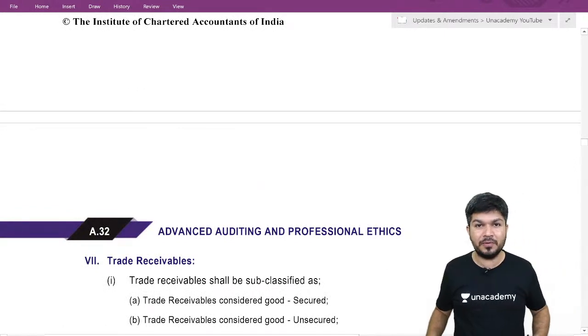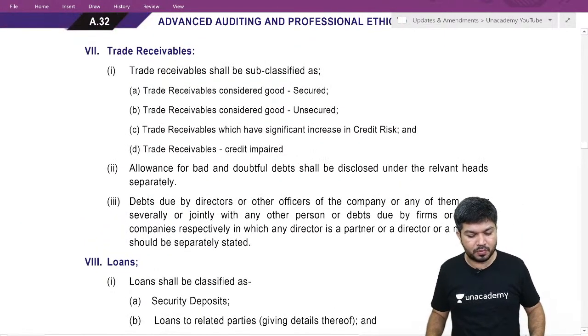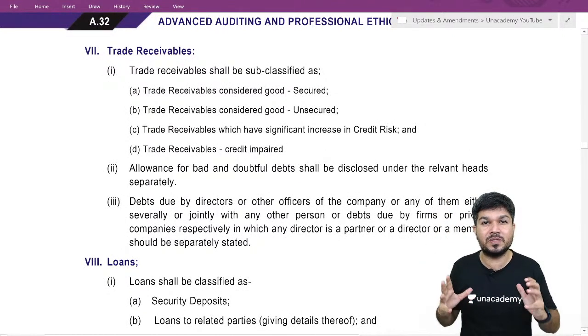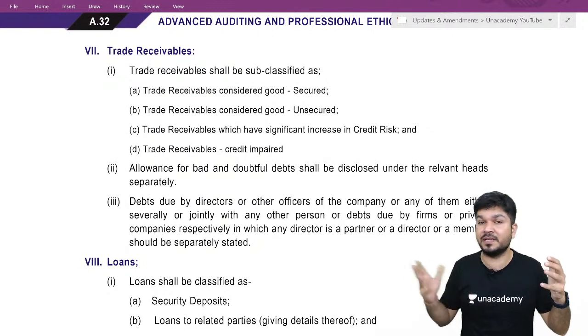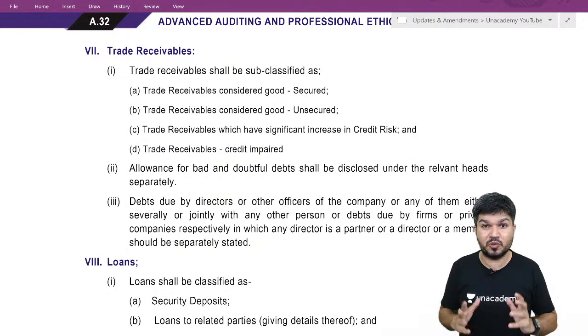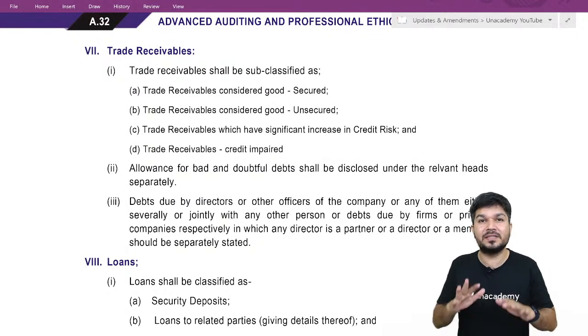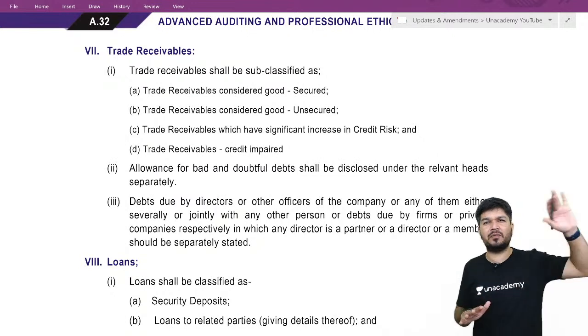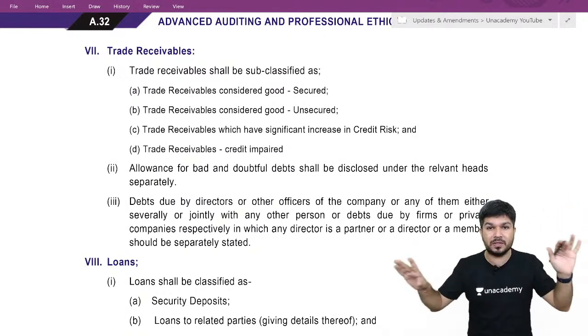Okay, next you have your debtors. Under Division 1, you are bifurcating debtors as outstanding for more than 6 months and others. One which is outstanding for more than 6 months from the date they became due for payment, and others. Such bifurcation is not required under Ind AS. Ind AS mein outstanding for more than 6 months and others is not required.